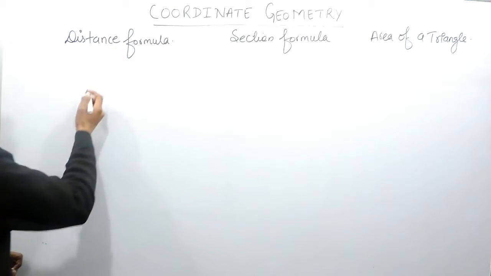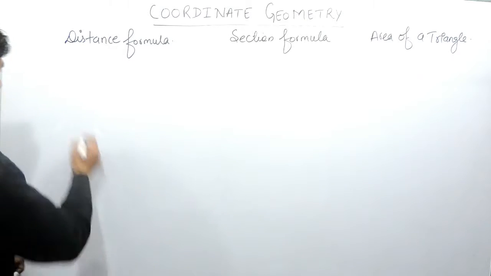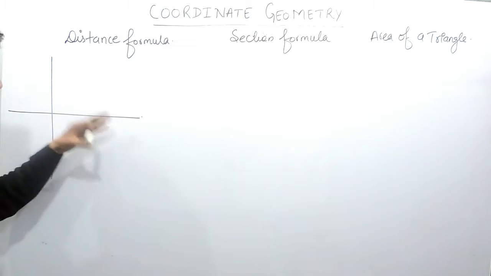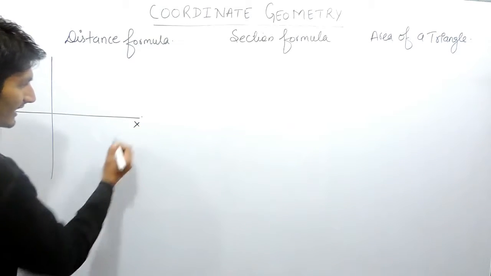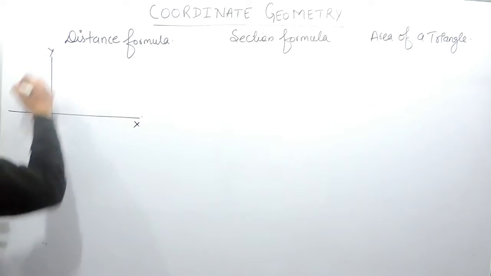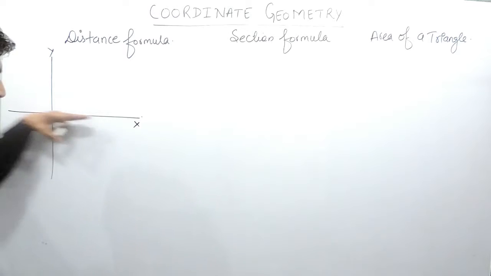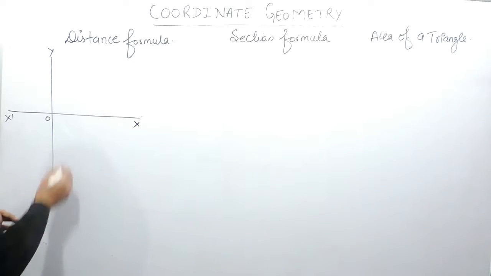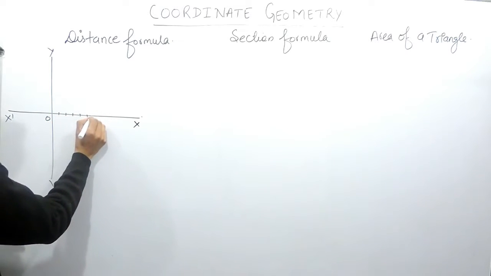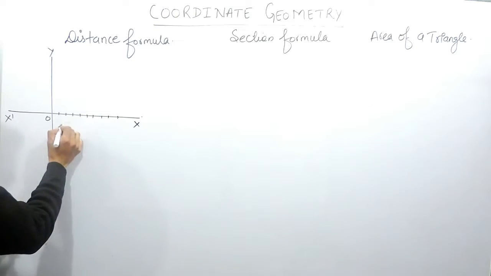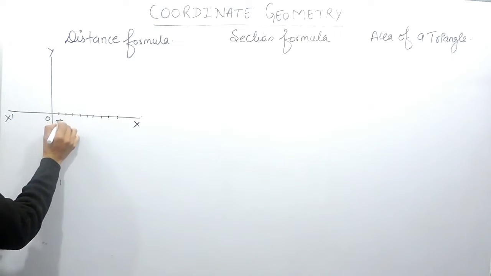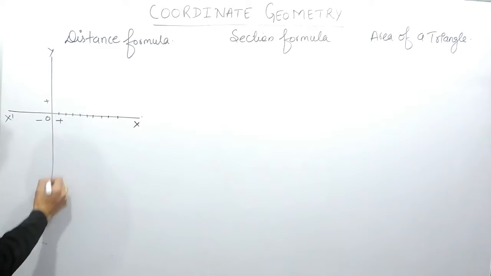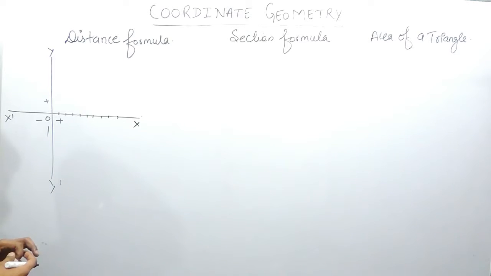Now, if I talk about the distance formula, there is a coordinate axis. This is the coordinate plane, where this is the x-axis, this is the origin, and this is the y-axis. This is x dash, and this is y dash. Now, these are positive values here, there are negative values on this side, here again positive values, and here negative values.